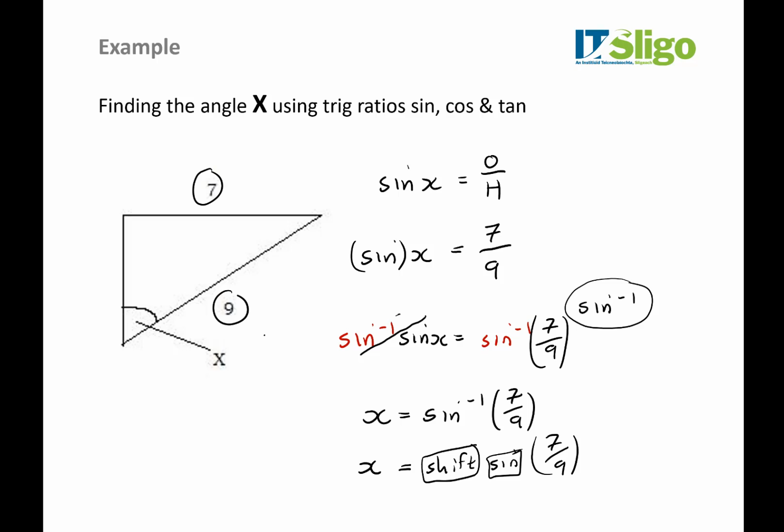And when you get your calculator, then we just work out x. So shift, sine. Make sure the little -1 is on the sine when you're looking at the digital display. 7 divided by 9, close the brackets. And this gives us x is equal to 51.1 degrees.